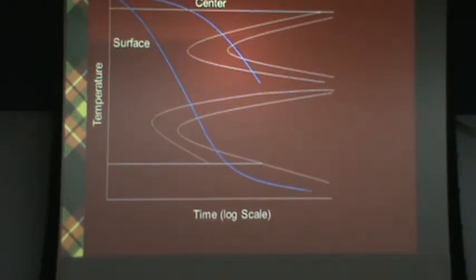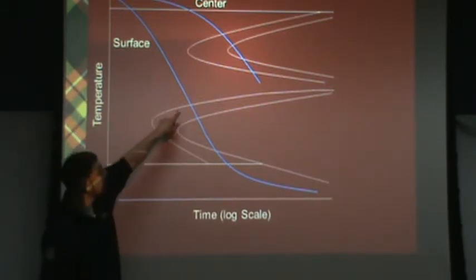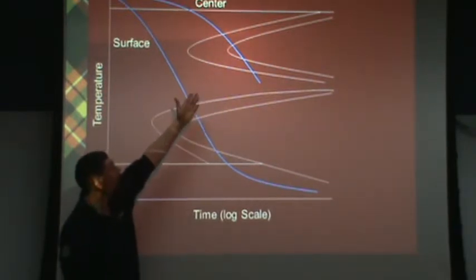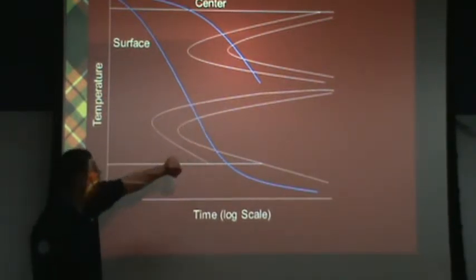We can see what happens now as we cool. We've got the cooling curve for the surface, one for the center. So this lets us see what kind of structures we would have at this region of the part, and then at the center it looks like we're going to have a mostly pearlitic structure.